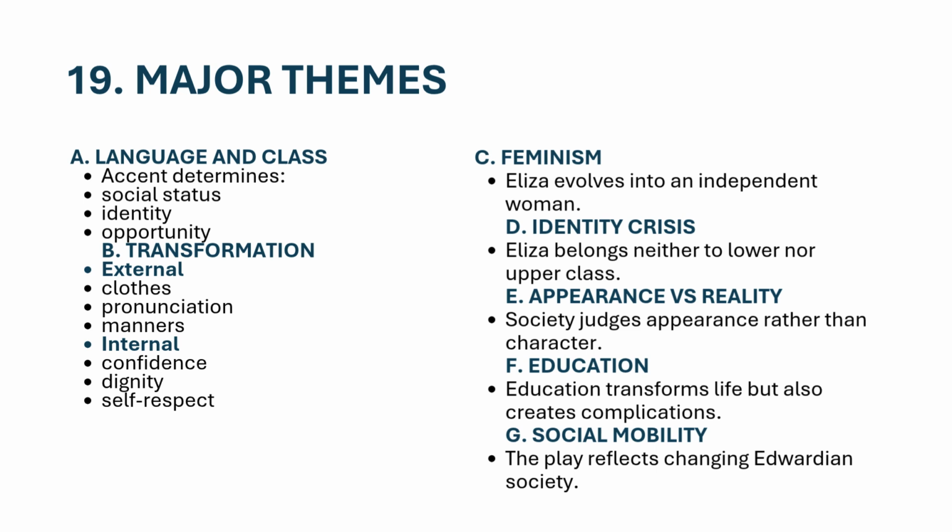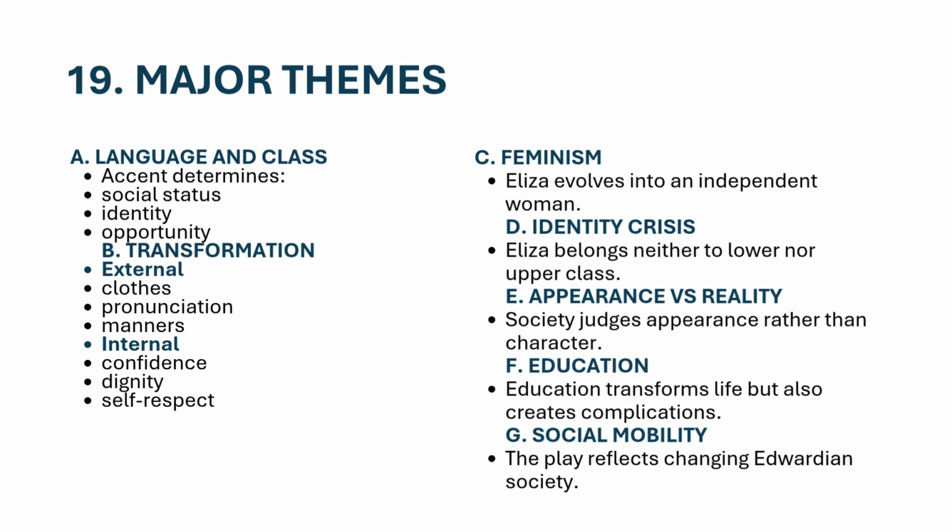This makes Eliza one of the earliest examples of a modern independent female character in English drama. The fourth major theme is identity crisis. As Eliza changes, she faces a serious problem. She can no longer return comfortably to her old life because she has changed too much.